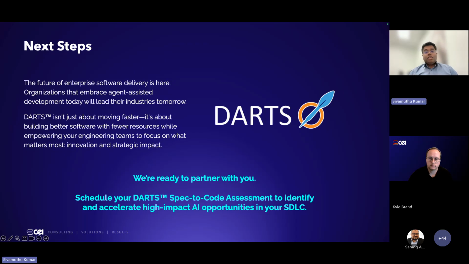So if any of the three offerings resonate, code to spec for legacy modernization, spec to code for feature development, or automated testing, the easiest next step is to schedule the DARTS spec to code assessment. In this assessment, we will identify where the DARTS agent can help most, and how we can transform your enterprise using the AI agentic methodology, embedded within your SDLC lifecycle, and proof of value. From there, we can decide how to scale and implement this agentic solution more broadly within your enterprise.